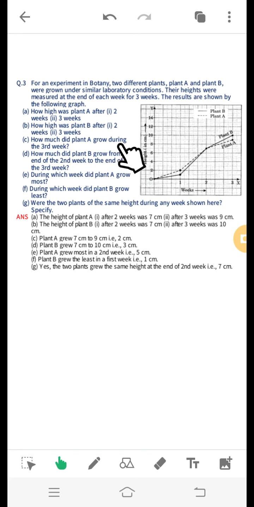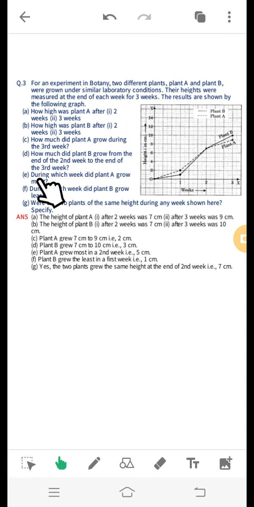How much did plant A grow during the 3rd week? Now here we have to take the difference between the 2nd week and 3rd week for plant A. So plant A grew from 7 centimeter to 9 centimeter. 9 minus 7 is equal to 2 centimeter.